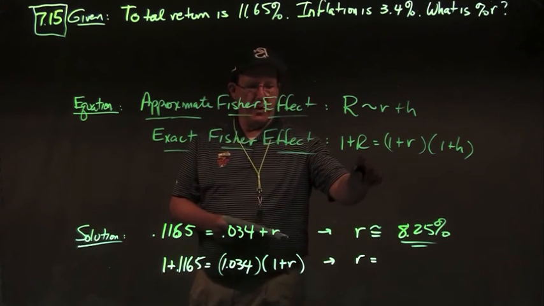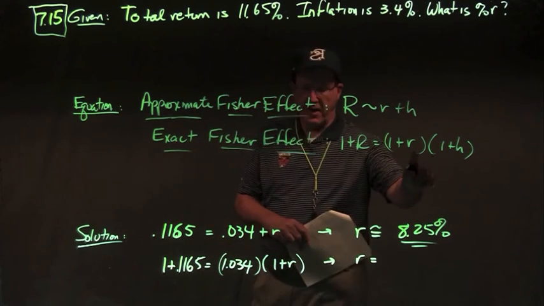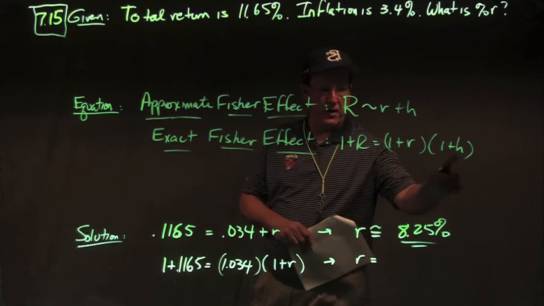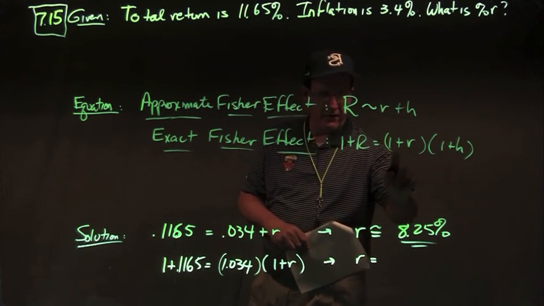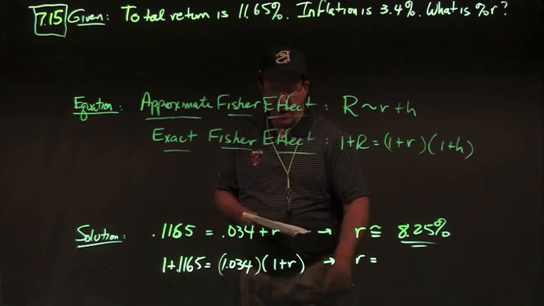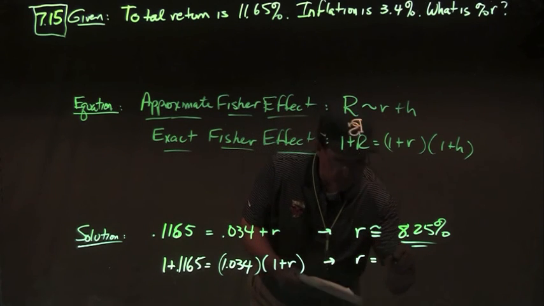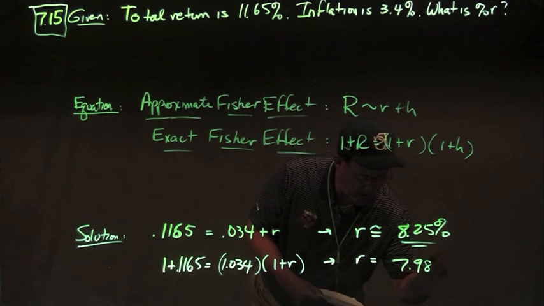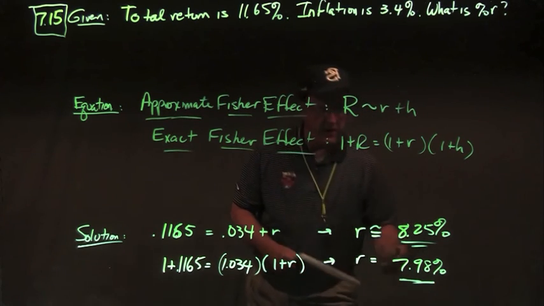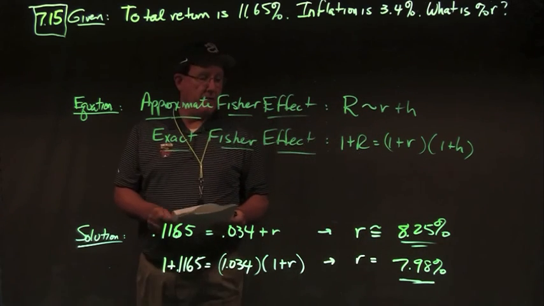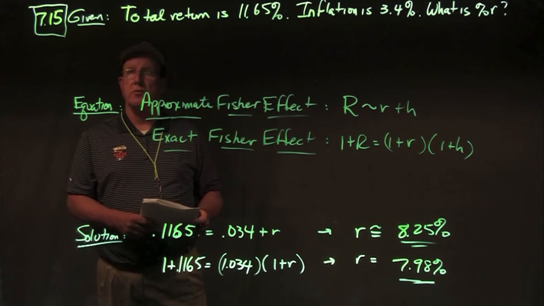So our answer should be somewhere near 8.25 when we slide it back into the exact Fisher effect. 1 plus 0.1165 equals 1 plus 0.034 for inflation times 1 plus r. I'm solving for r here, and I should get an r in exact fashion of 7.98%, which we find is very close to our approximation we did in our head of 8.25%. There's your answer to problem number 15.